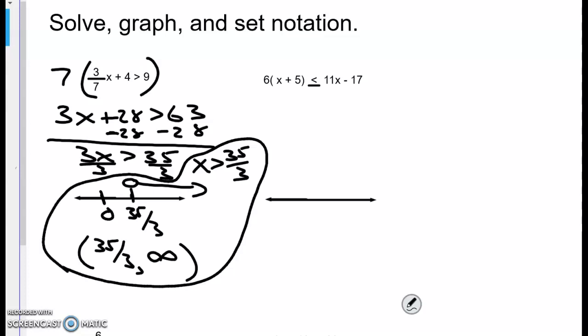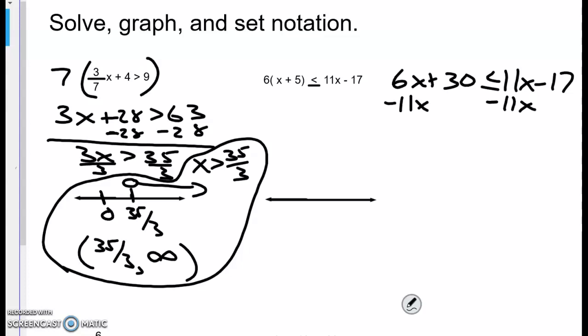All right, you need the algebra, you need the graphing, and you need the set notation. My second one, I'm going to distribute. 6x plus 30 is less than or equal to 11x minus 17. With inequalities, we always move the x to the left. You're going to get yourself in trouble if you move the x to the right.